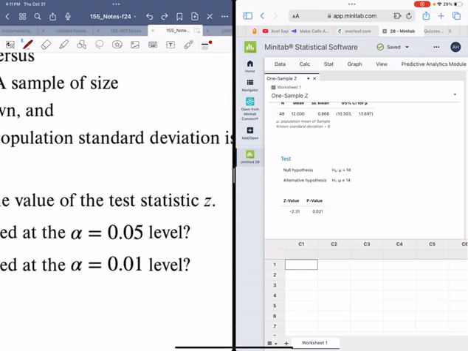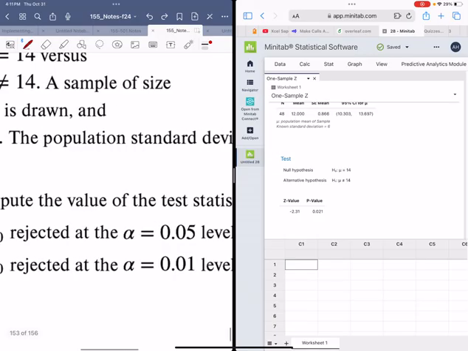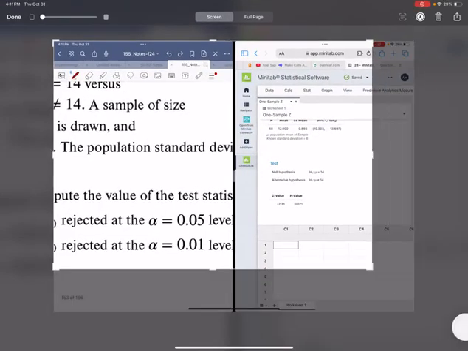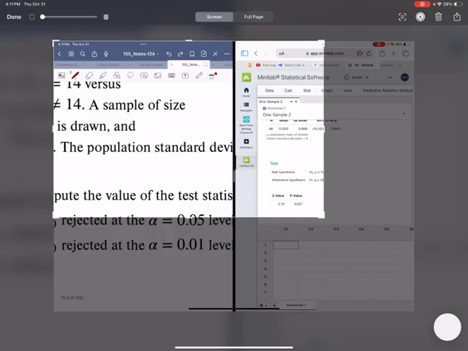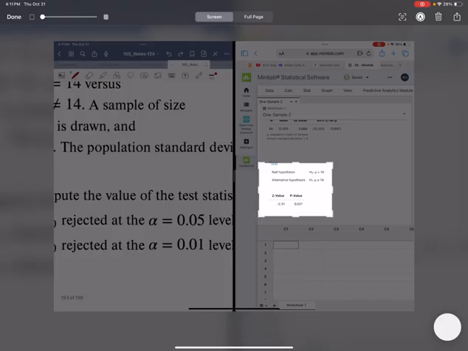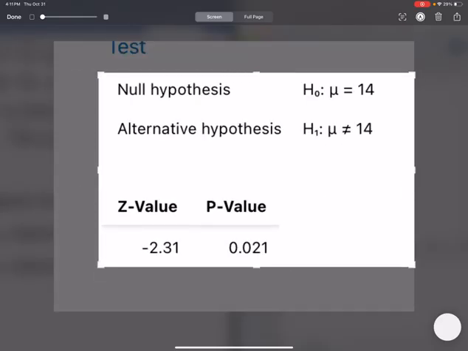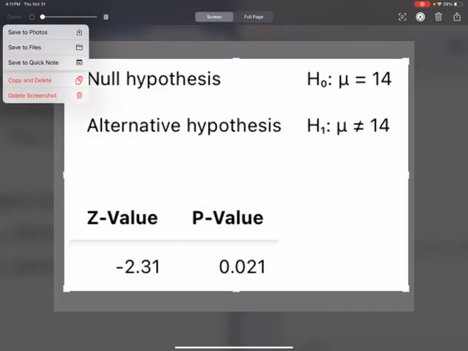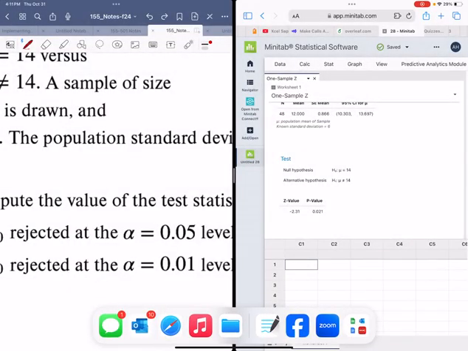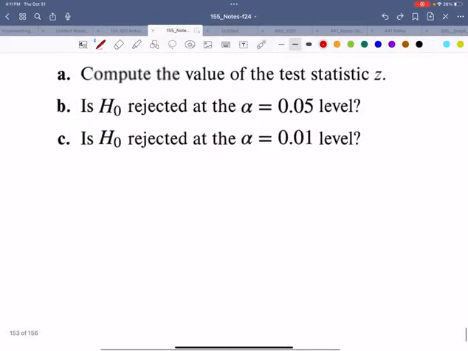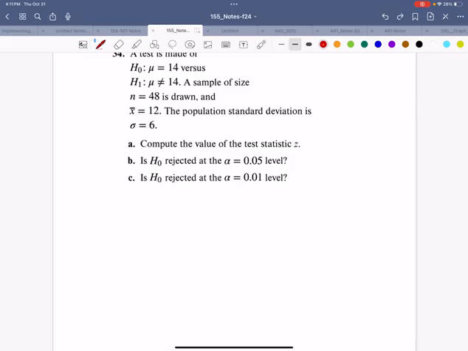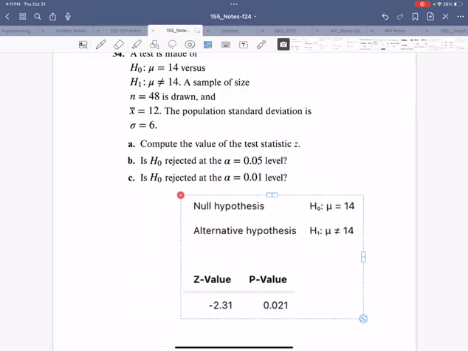Anyway, we wind up getting a Z value and P value accordingly. So let's just get that real quick. Get that in there. And let's see what we've got. All right, so there we go.